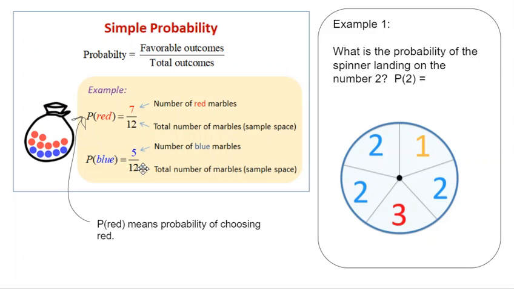All right, so let's take a minute and answer example 1 and then compare your answer with your neighbor. What is the probability that the spinner will land on number 2? So you're going to write that on your paper.